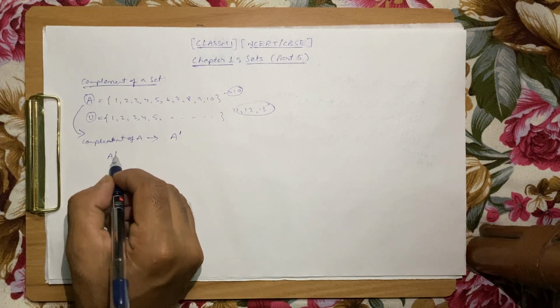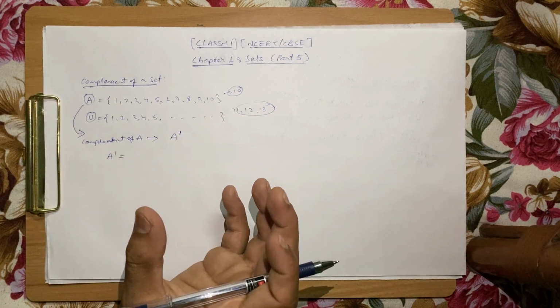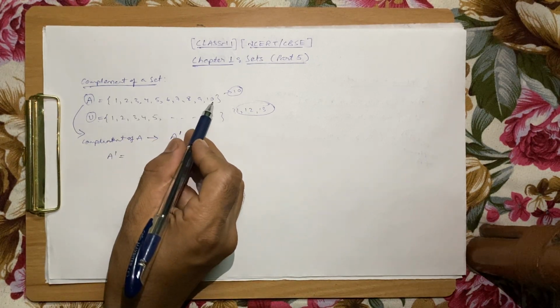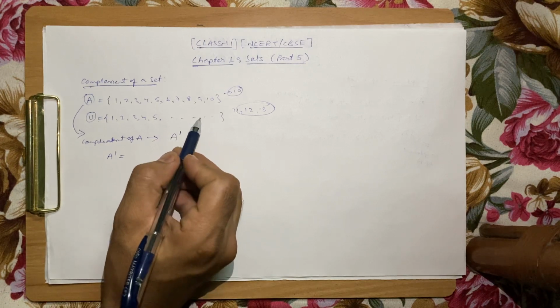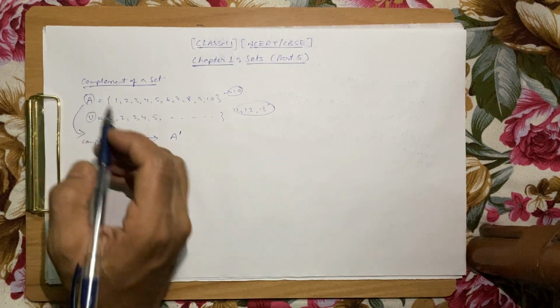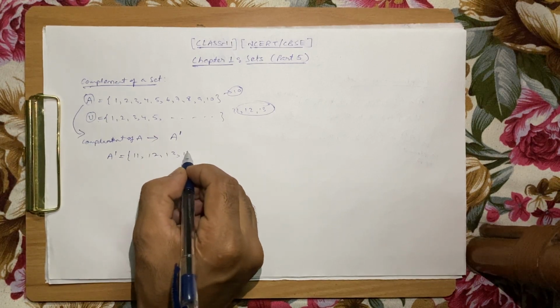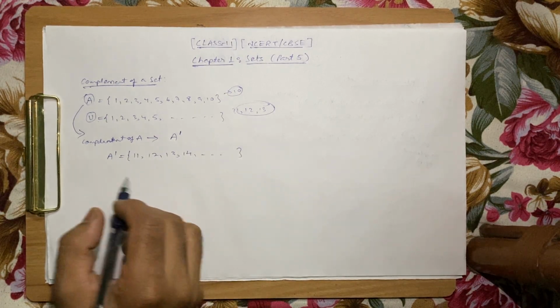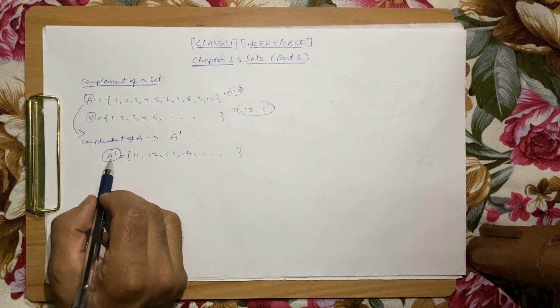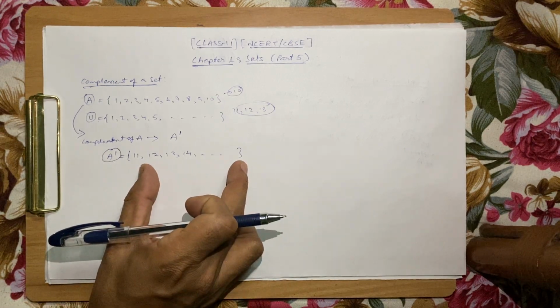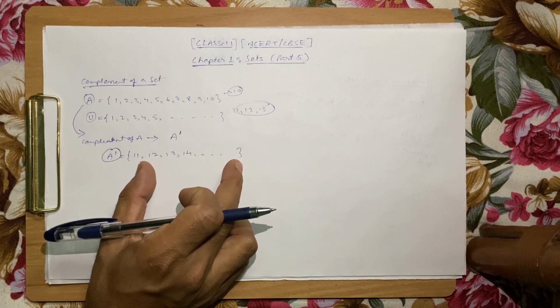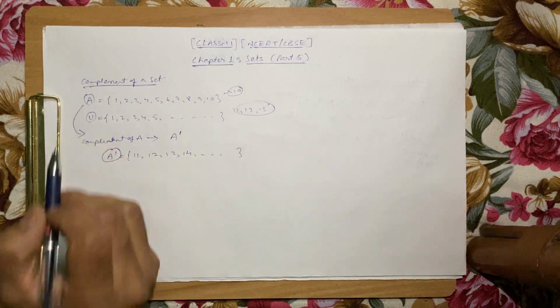So what is A dash? A dash is the collection of all the elements that are not present in the set A but are present in the universal set for this set A. So it will be 11, 12, 13, 14 and so on. This collection of numbers, or this set, is the complement set. You can say A dash is the complement of set A.